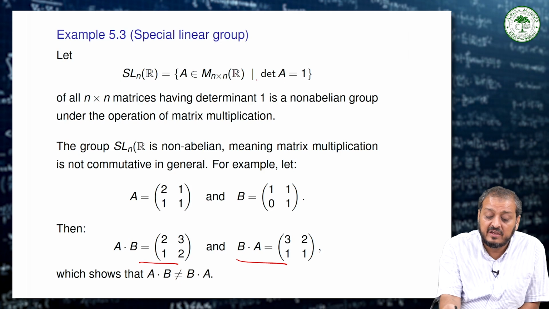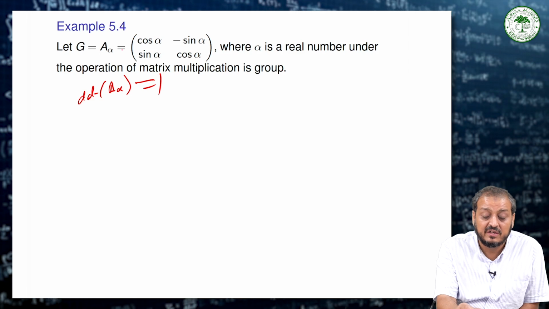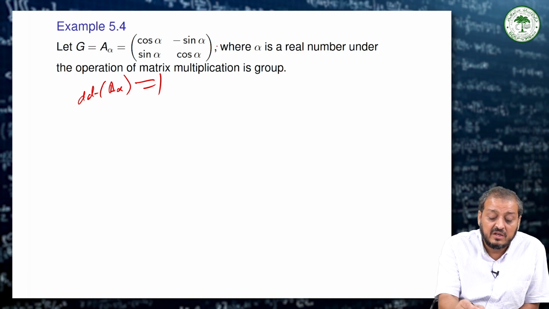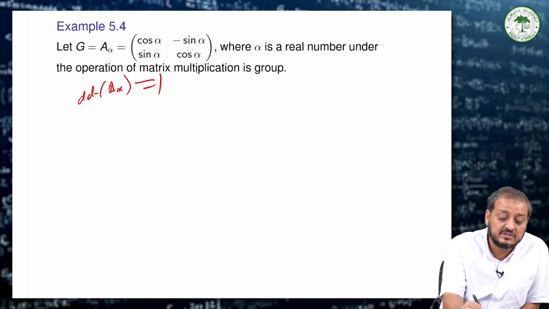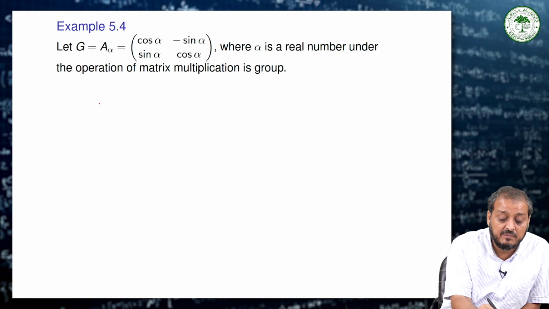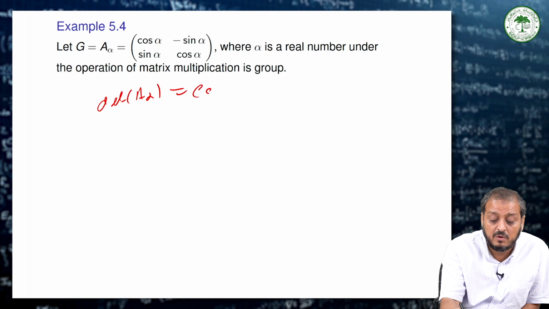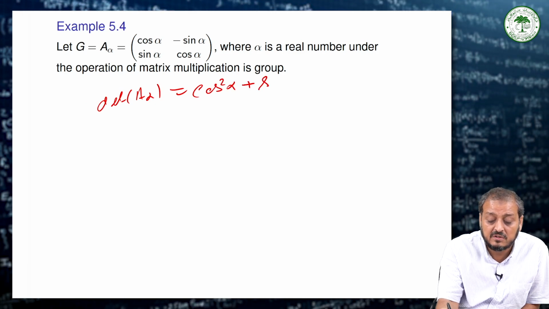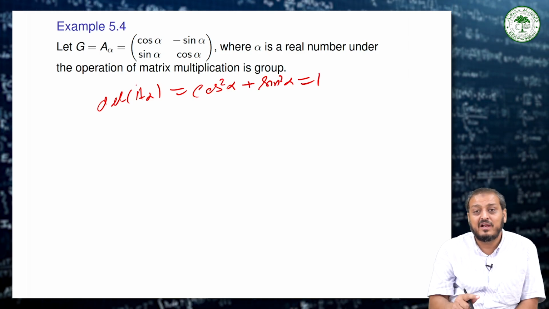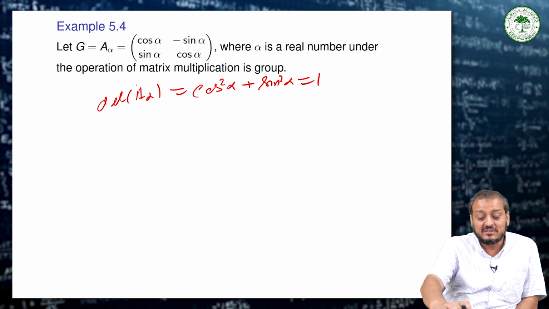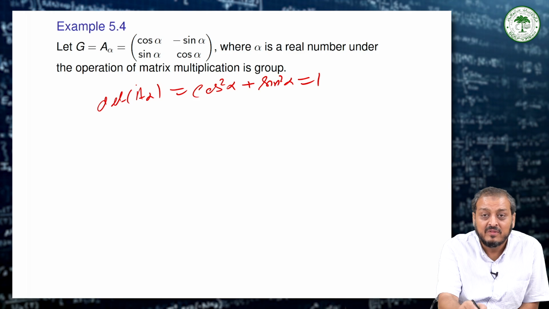So in the case where the determinant of A is equal to 1, here also we take such a matrix. If we calculate the determinant of A alpha, we can write it as cos square alpha plus sin square alpha, which is equal to 1. So clearly the determinant of A alpha is equal to 1. So that is the special case of the previous example. This is a special linear group.